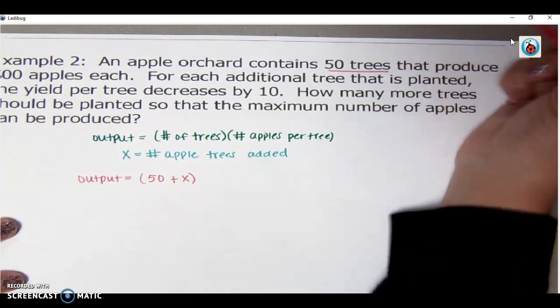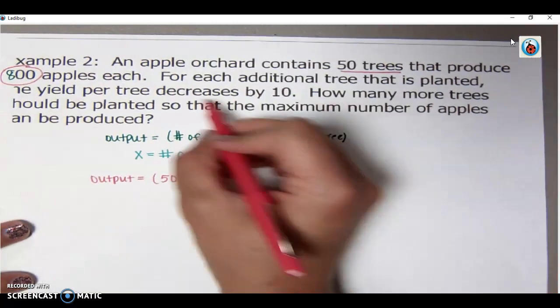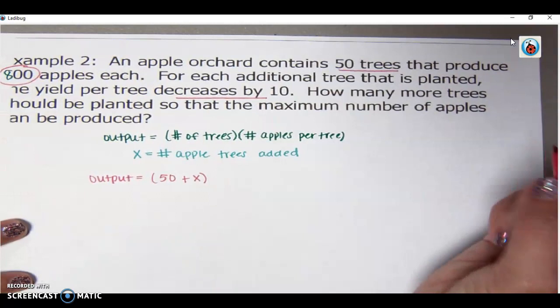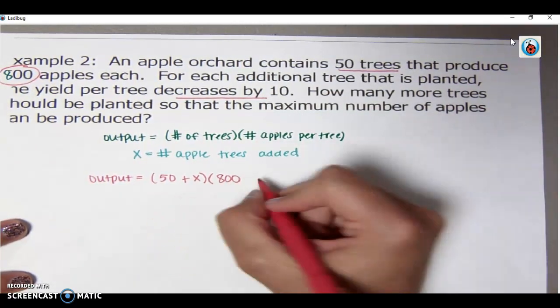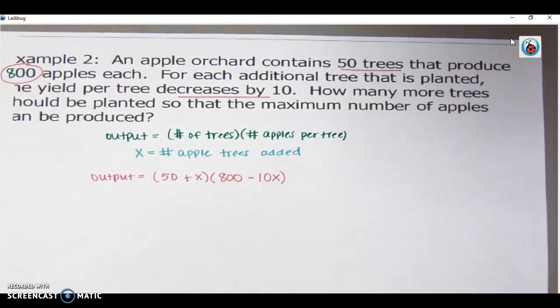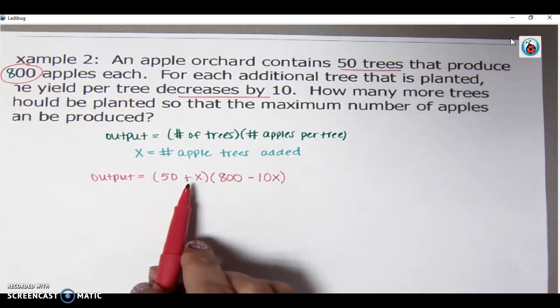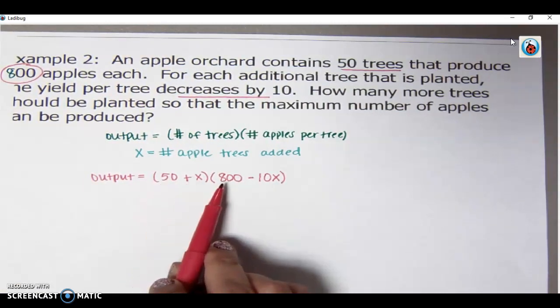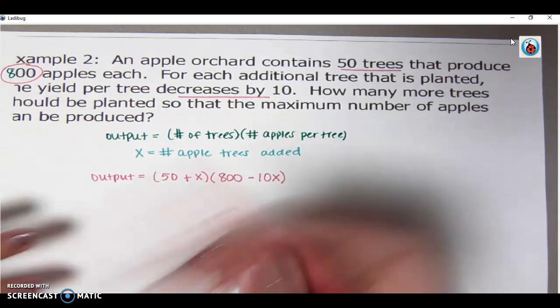Okay? And then we have 800 apples per tree, but it says that it decreases by 10 for every one that you add, so we're going to have 800 is what we started with, but we're going to decrease by 10 times the number of trees that you add. So that is the equation that we're working with here. Start out with 50 trees, but we're going to add trees. Then it says 800 is how many apples we started out with, but for each tree that you add, that decreases by 10 per tree. Okay, so this is the equation that we're working with.